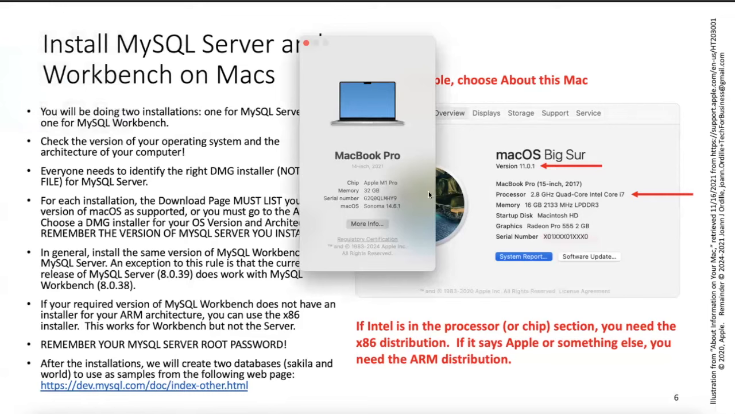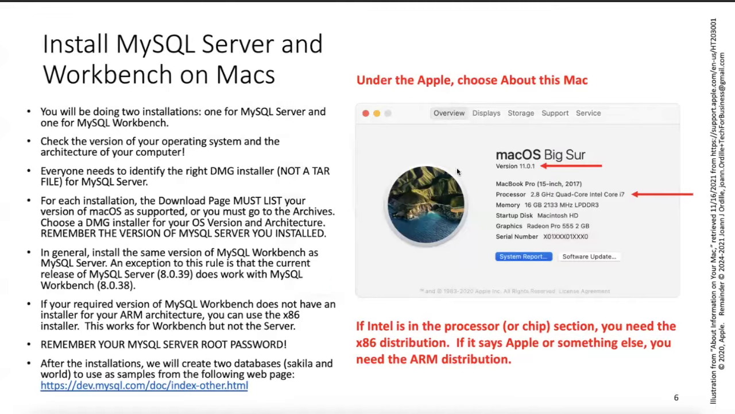If you look at mine, it doesn't have processor, but it has chip. Same thing. The chip here is an Apple M1 Pro. And since the word Intel does not appear on this line, I have an ARM processor. So I will be installing the ARM versions of the software. So two things you need to know. You can either check them out now and write them down, or check them out as we're picking the installer.